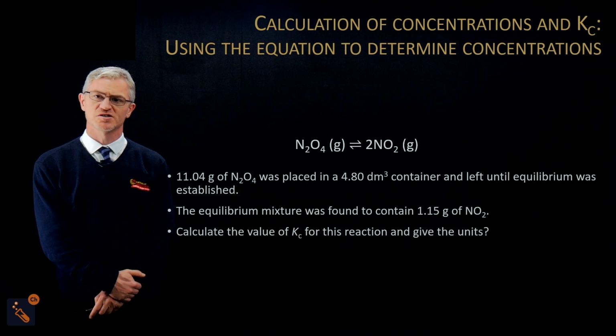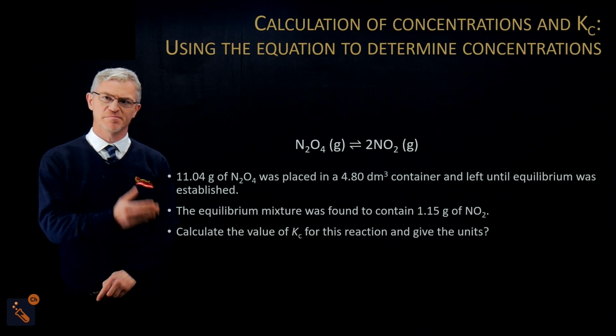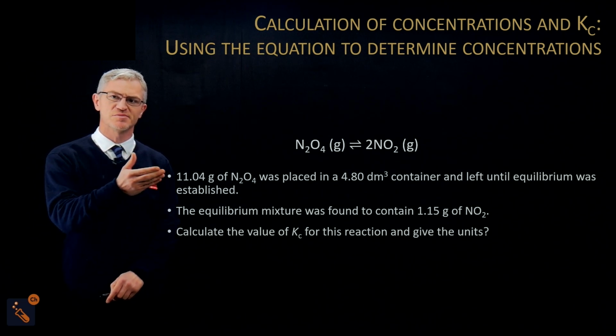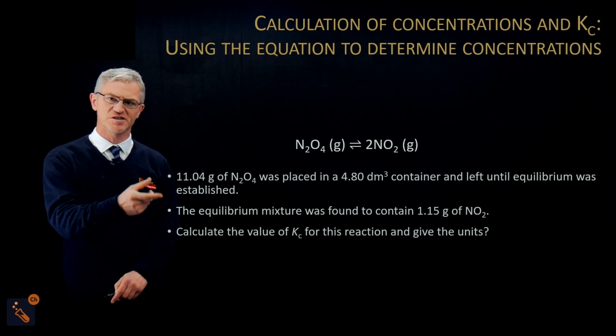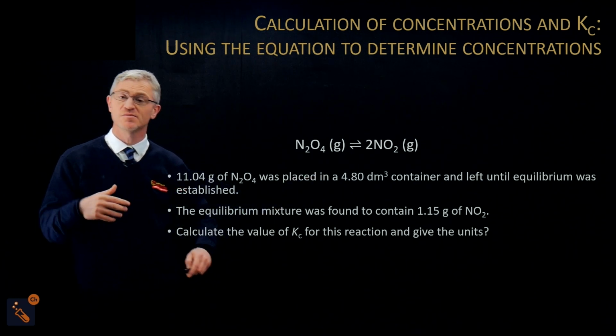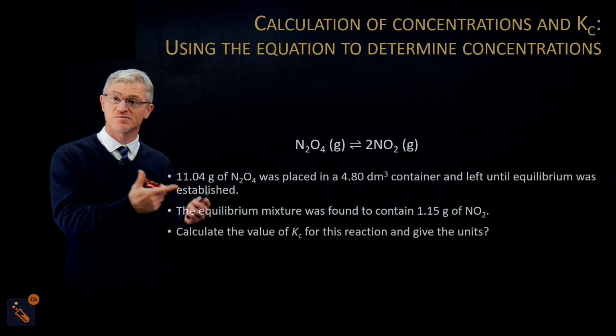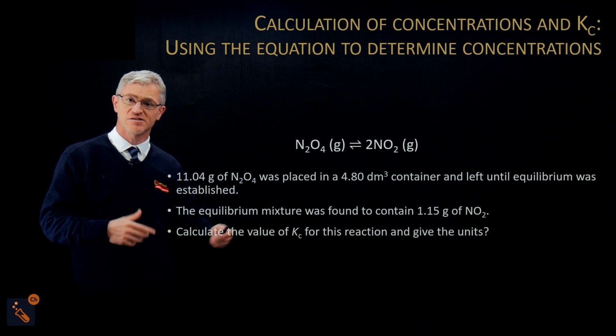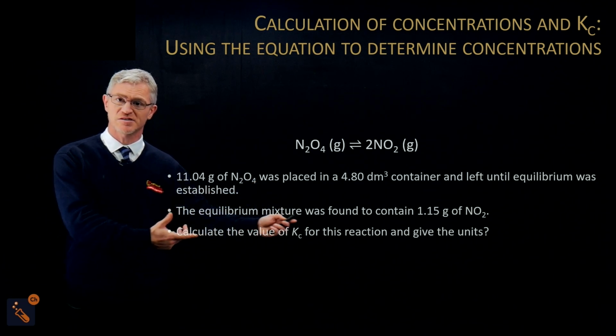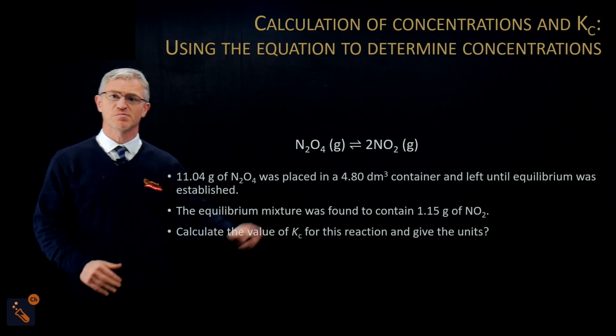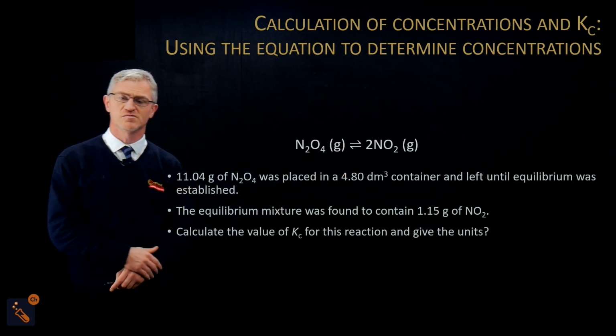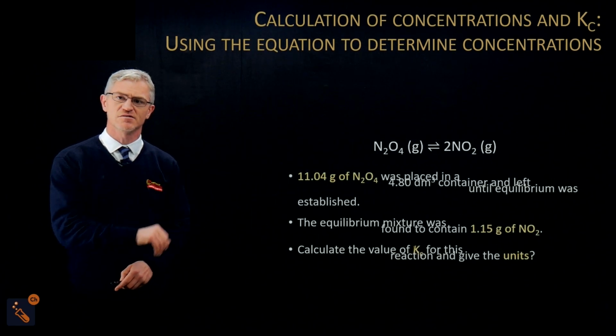The last question was the most likely one you're going to see in the exam, but here we could have an added complication of being given the masses before we start. We're given a total volume, so we need to turn the masses into moles, and then turn it into a concentration. And we're given the equilibrium mixture of 1.15 of the product NO2. So let's do the Kc and give the units.